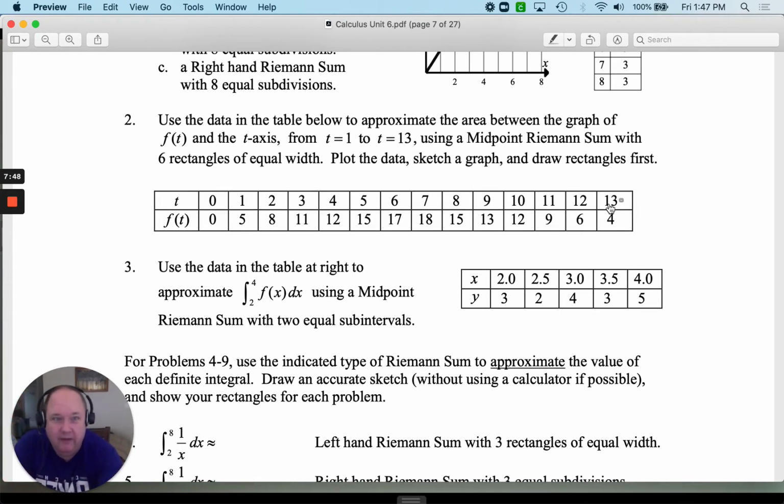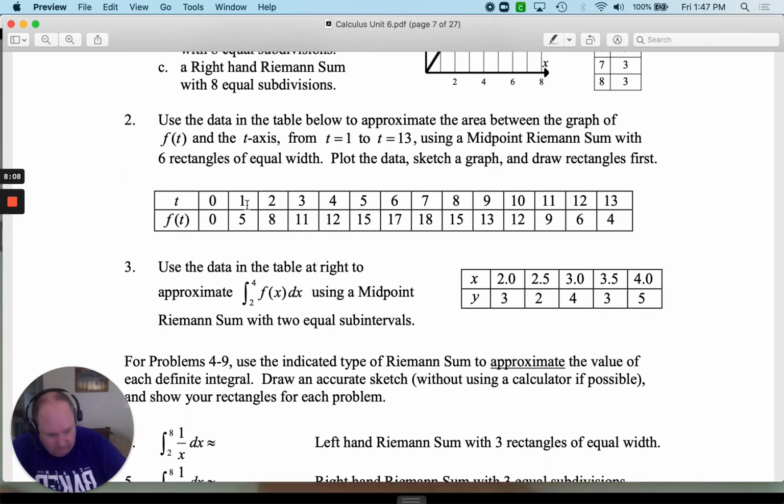So I'm going to take the bounds 13 to 1. In fact, I'm going to set up what it looks like. So we're integrating from 1 to 13, f at t dt. We're going to estimate using rectangles, which is called Riemann sums. And we're going to use left midpoint Riemann sum. And we're using 6 rectangles.